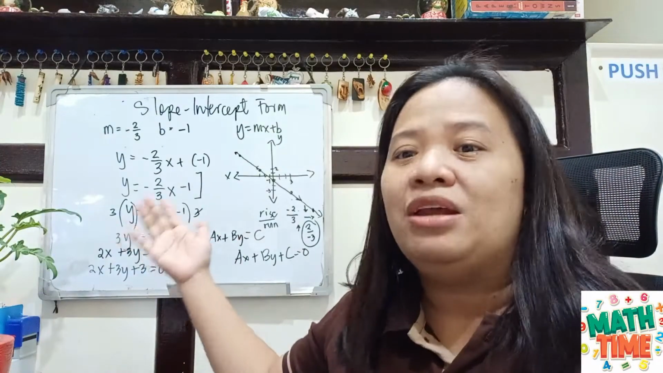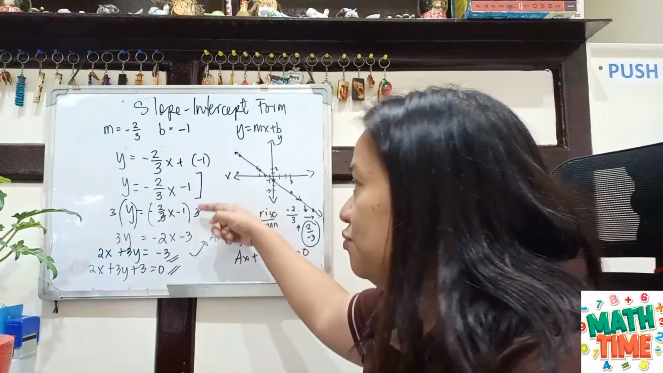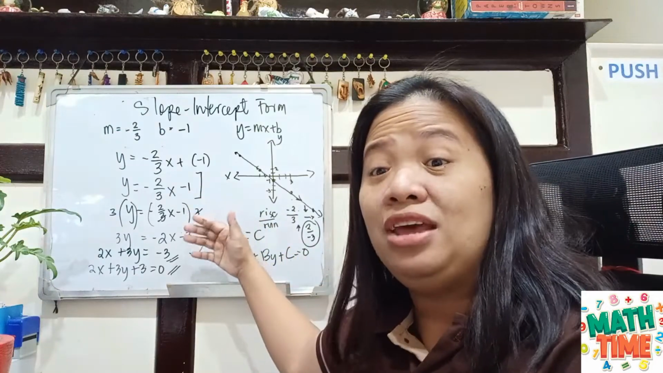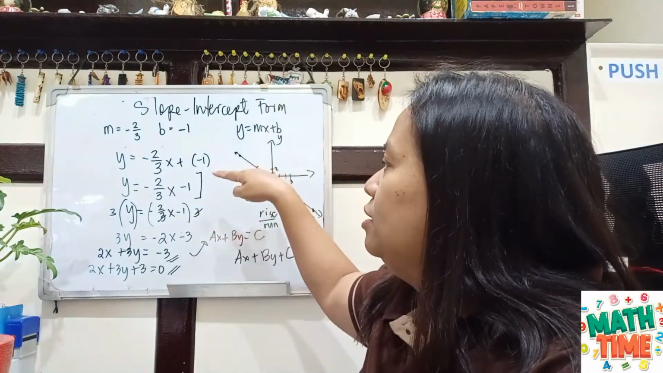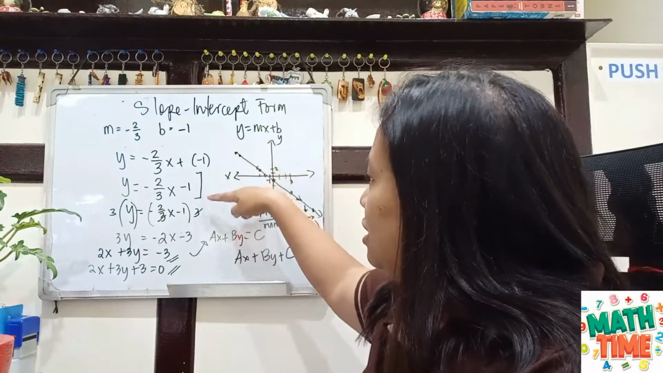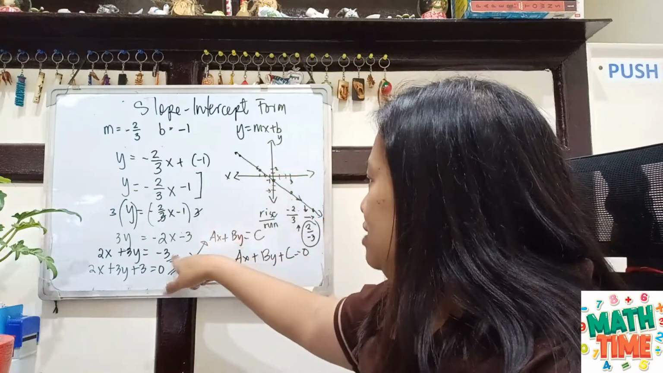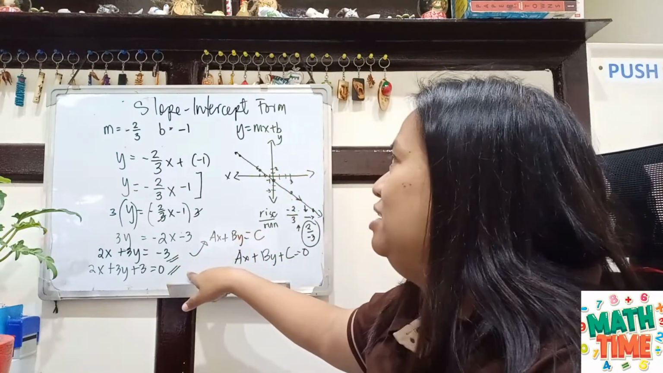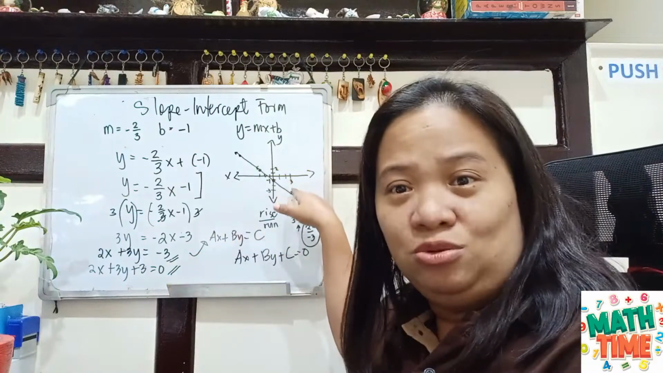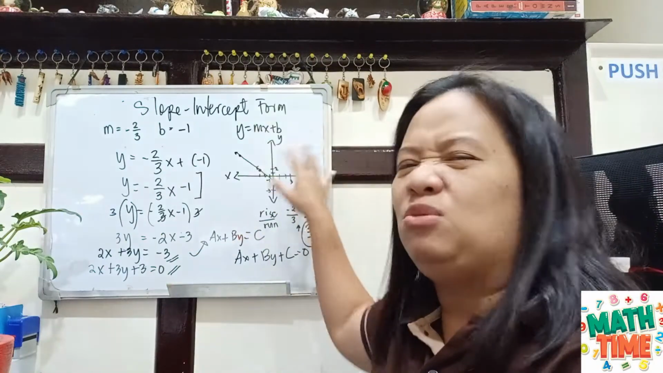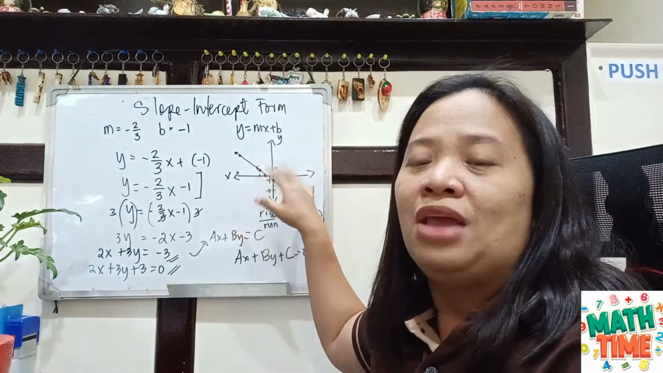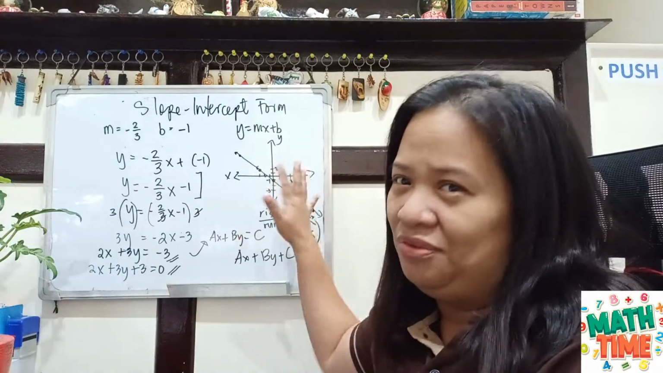We are given a slope and a y-intercept. I showed you how to find the equations using the slope-intercept form, and writing them in standard form and in general form. Then we try to graph it so that we would know how it would look like in the graph. Okay, I hope you got it.